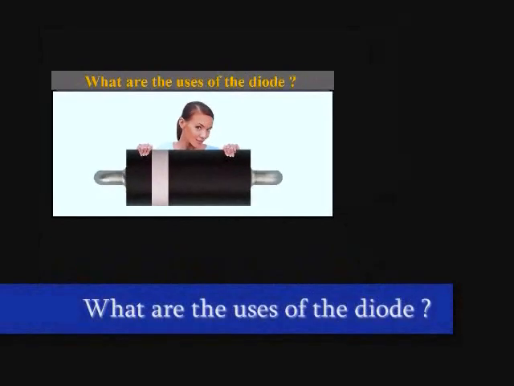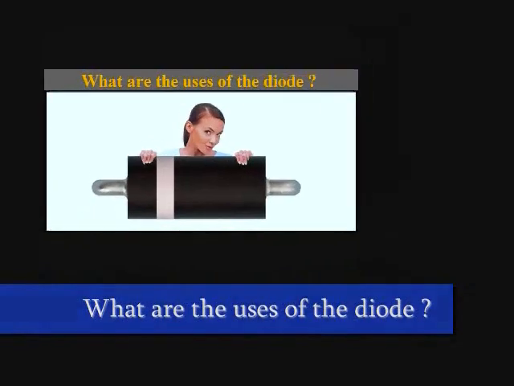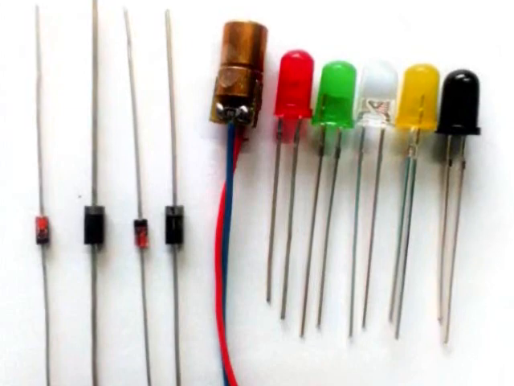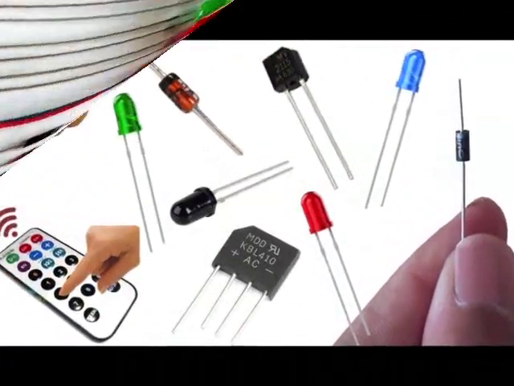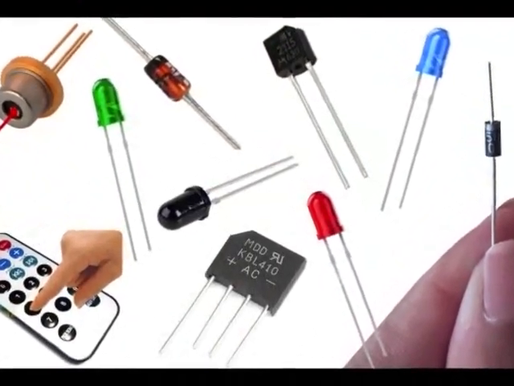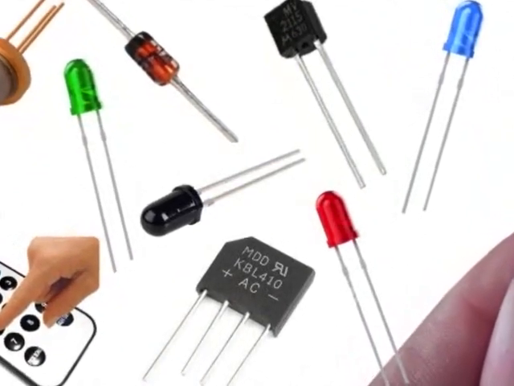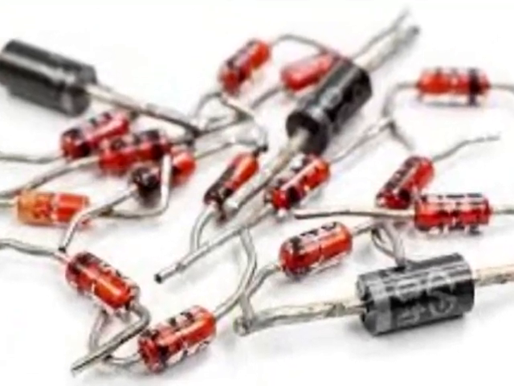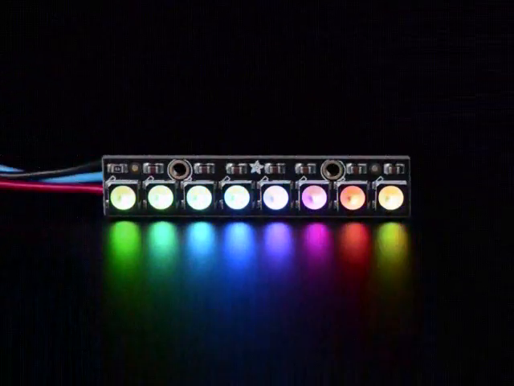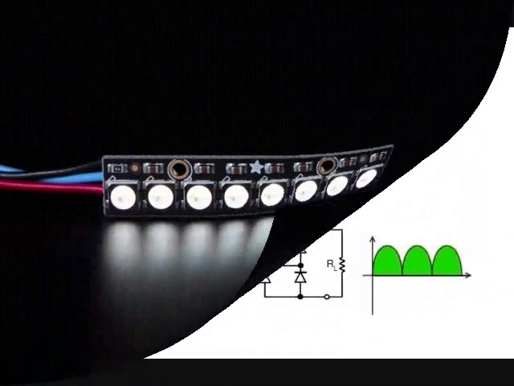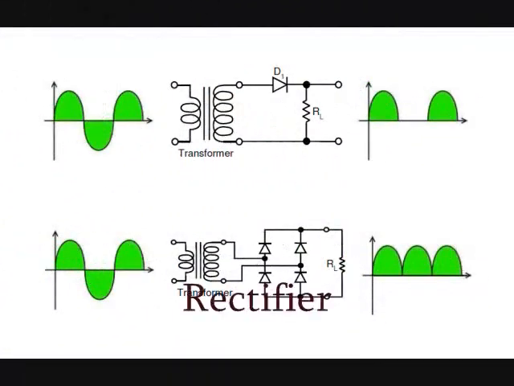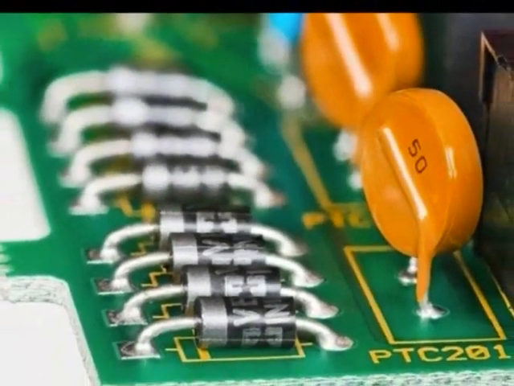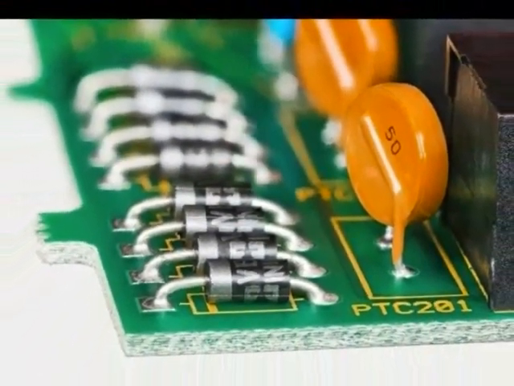What are the uses of the diode? Diodes have many applications in electronics and electrical engineering, some of which are rectifier. Usually diodes are used to convert AC voltage to DC voltage in power supplies.